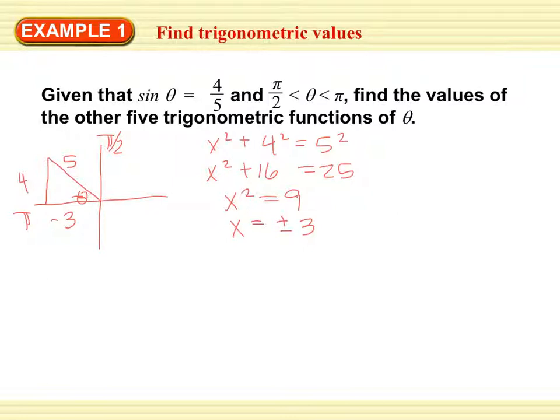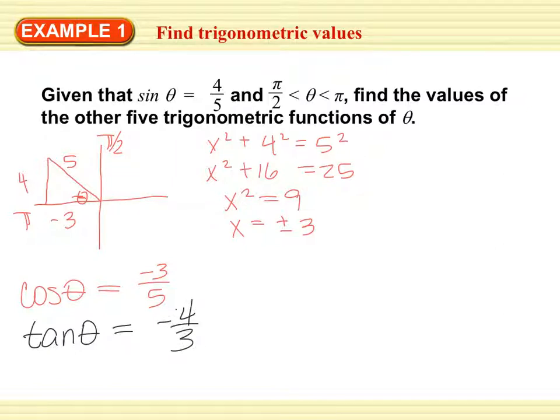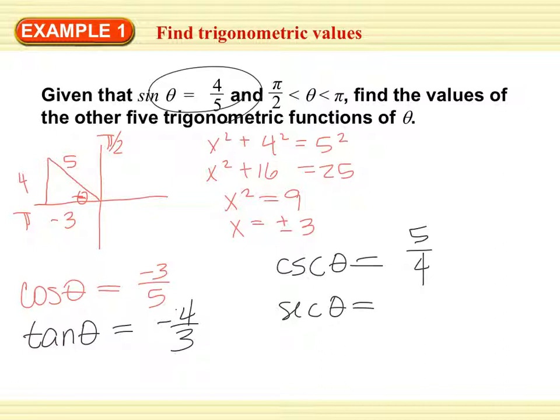So the other 5 trig functions of theta are, we have sine, so we can do cosine. Cosine theta is adjacent over hypotenuse. Tangent theta is opposite over adjacent, so 4/3. The 3 is negative, so something has to be negative. Cosecant is the reciprocal of sine, so I'm just going to take this and flip it. Secant is the reciprocal of cosine, and cotangent is the reciprocal of tangent.